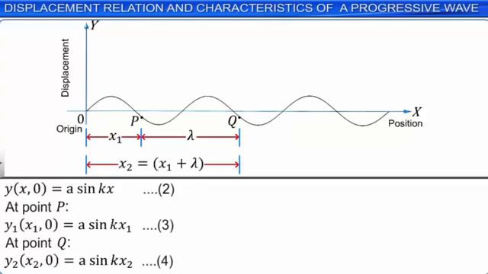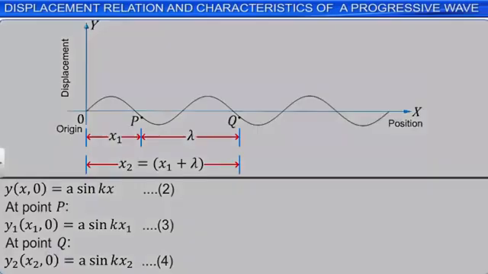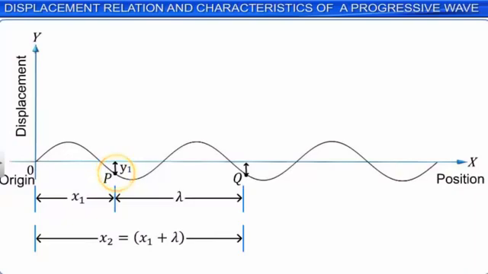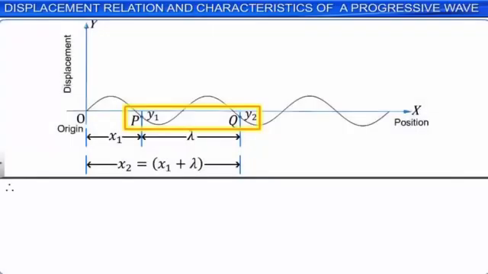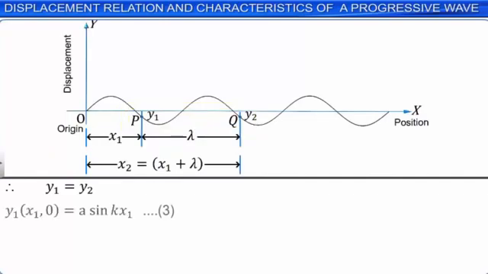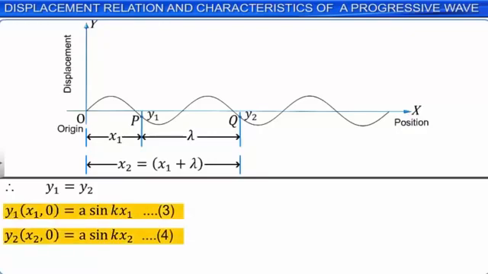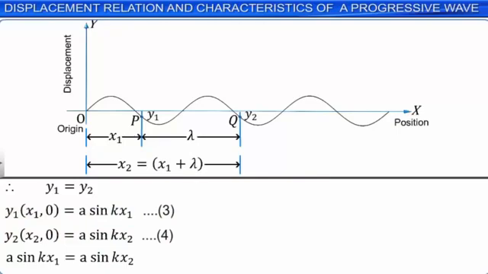As P and Q are in the same phase, they are separated by a distance of one wavelength, that is, lambda. Therefore, y1 is equal to y2. We can now equate the right-hand sides of equations 3 and 4. A sine kx1 equal to a sine kx2. By substituting x2 is equal to x1 plus lambda, we get a sine kx1 is equal to a sine k into x1 plus lambda. This can be written as a sine kx1 is equal to a sine of kx1 plus k lambda. This condition is possible only when k lambda is equal to the product of 2, pi and n, where the values of n are equal to 1, 2, 3 and so on.